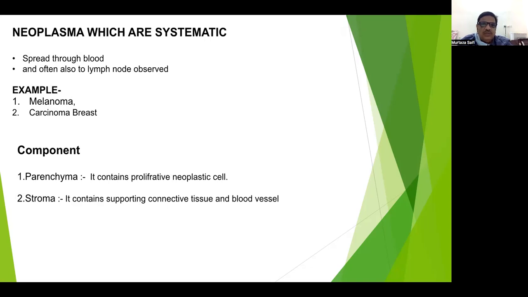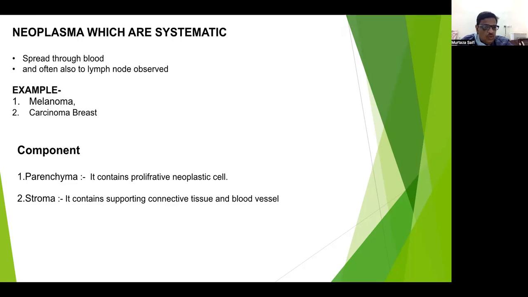Now come to the neoplasms which are systemic, spreading through blood and often also to the lymph node. Examples are melanoma and carcinoma breast. Carcinoma breast is a systemic disease. We can say it spreads locoregionally and also to distant metastasis with the blood. So it can spread to bone, brain, lung, and also the liver.